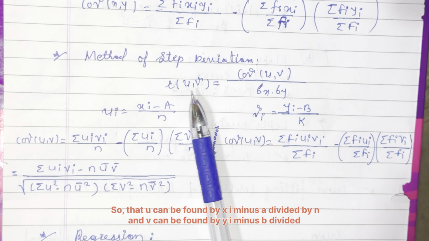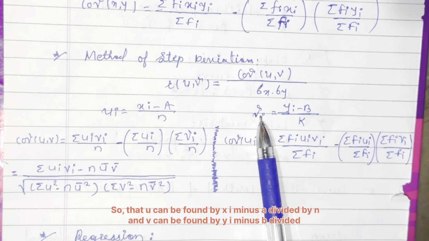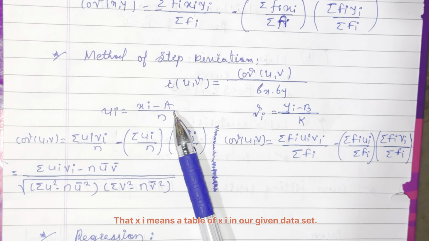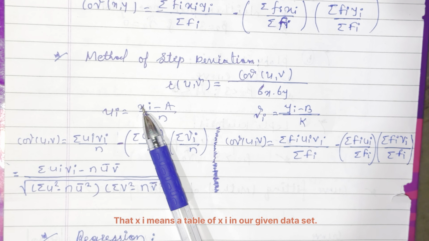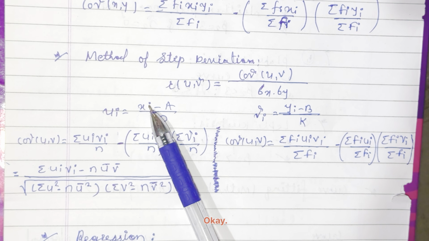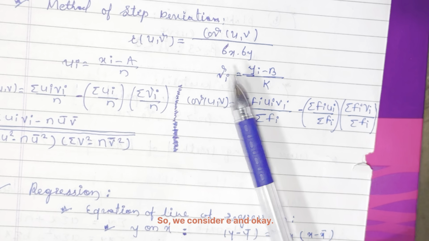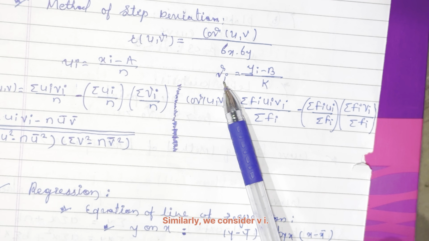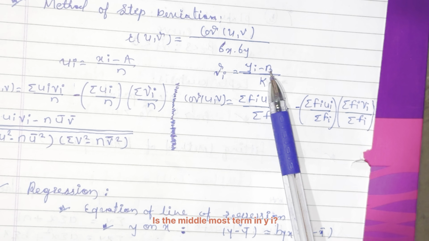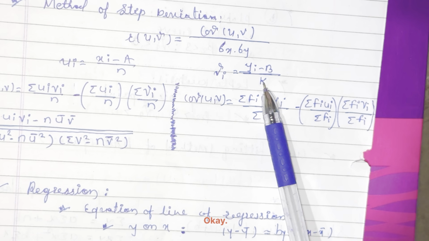So u can be found by xi minus a divided by n, and v can be found by yi minus b divided by k. Let me introduce the variables. xi means the values of xi in our given data set. A means the middlemost value. N means how many times xi occur, that is, how many values are there in xi. Similarly we consider vi, which can be written as yi minus b upon k. So what is b? B is the middlemost term in yi. K is the number of terms present in yi. This is k.